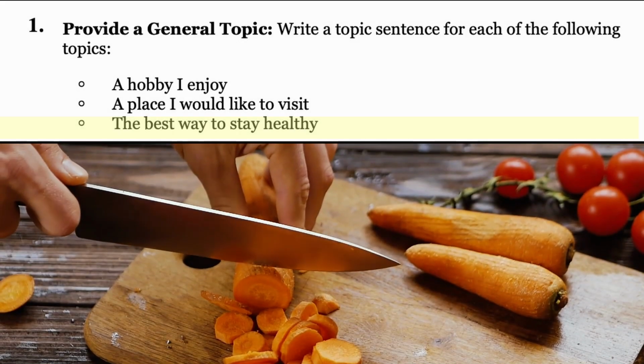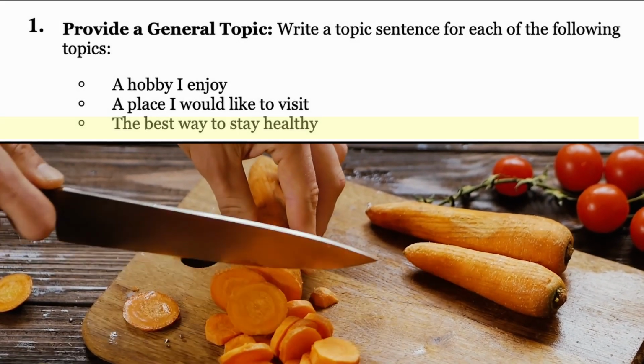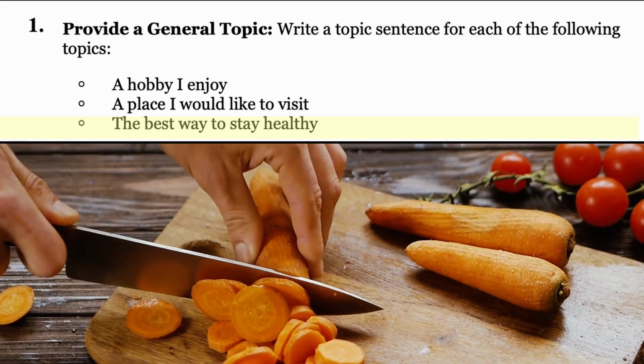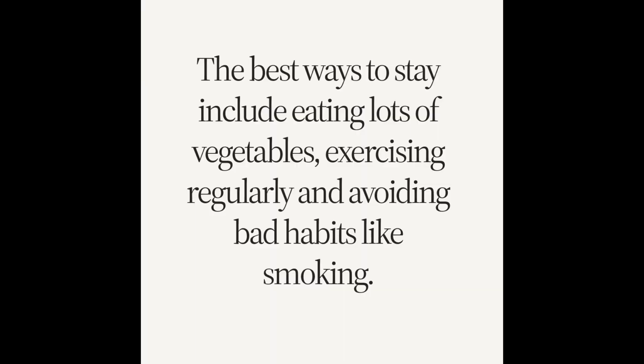The best way to stay healthy. For example, eating plenty of vegetables and exercising are good ways to stay healthy. So a good topic sentence can be, the best ways to stay healthy include eating lots of vegetables, exercising regularly, and avoiding bad habits like smoking.